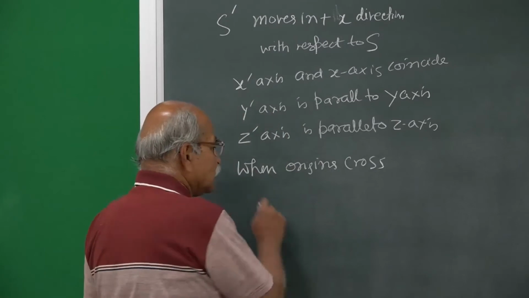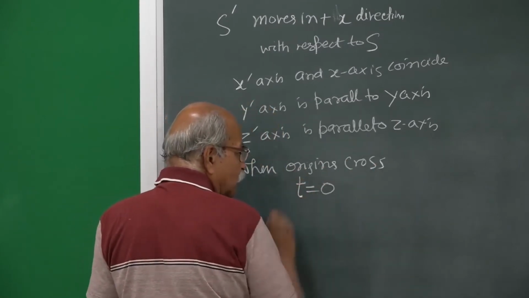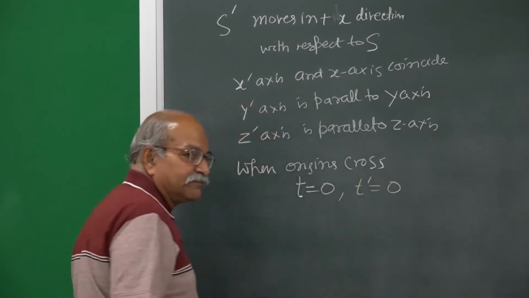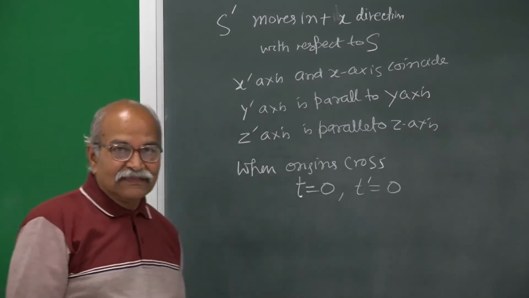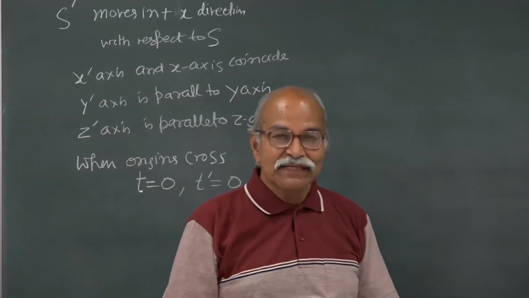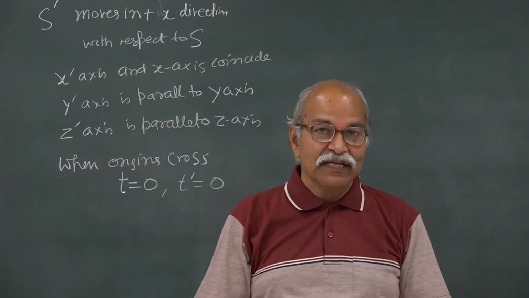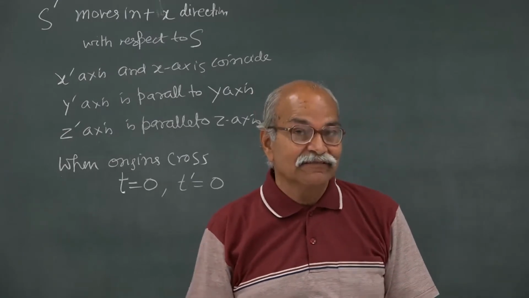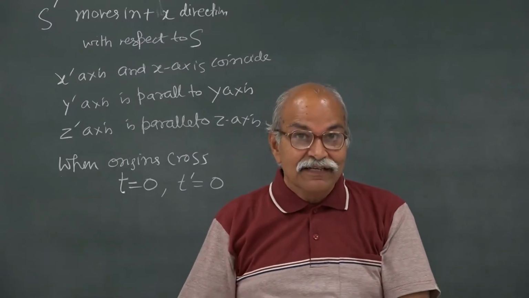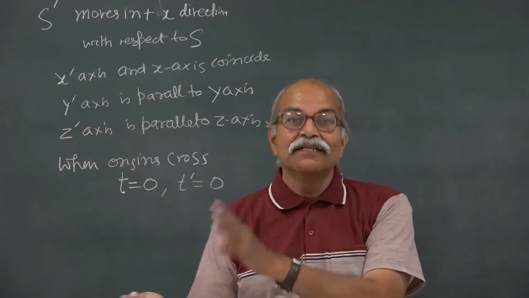So that event we say will be read as t equal to 0 in S and t prime equal to 0 in S prime. What if these conditions are not met and I have to work from a frame which is moving with respect to S, but perhaps not in x direction? Perhaps the orientation of the axis are different. X prime axis is not coinciding with x axis and it is at some angle.